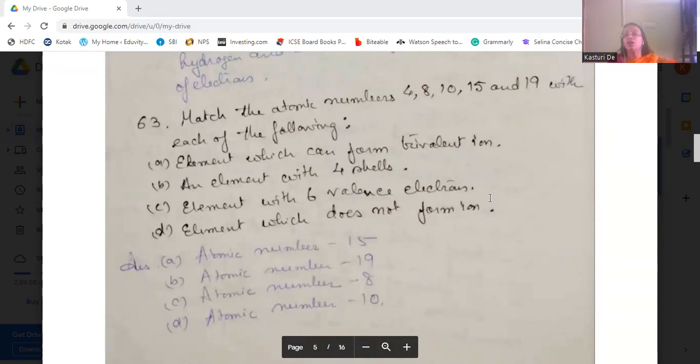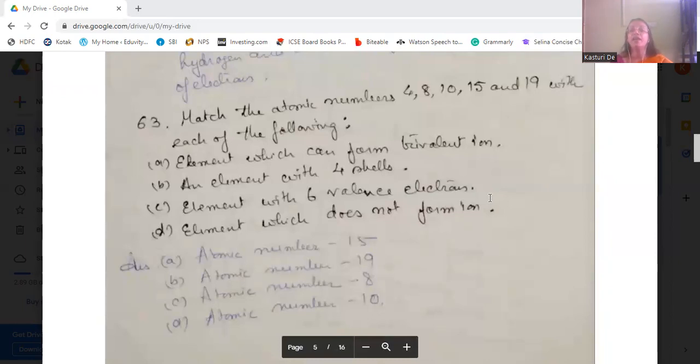Then match the atomic numbers 4, 8, 10, 15, and 19 with each of the following. Elements which can form a trivalent ion: it's 15. Why? Because its electronic configuration is 2, 8, 5, so that means it is deficient of 3 electrons, and therefore it's forming a trivalent ion. That means its valency is 3.